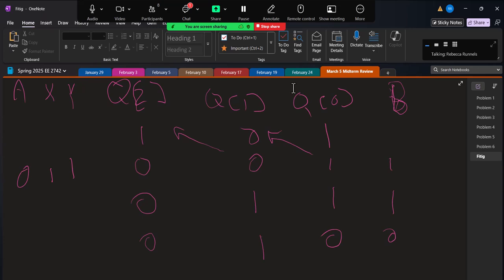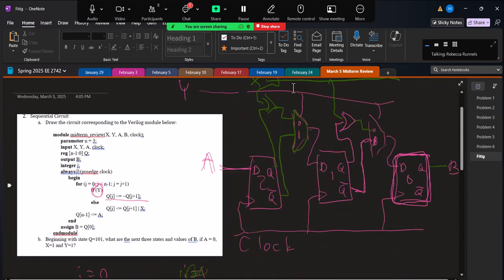Okay? Can I ask a question? Sure. For the code above that we were given, we have assign B equals Q0. Since it's the blocking assignment instead of the non-blocking assignment, would the B be connected to the multiplexer? Is the B inside the always block? Oh, no. Okay. Got it? Excellent question. Okay, other questions?